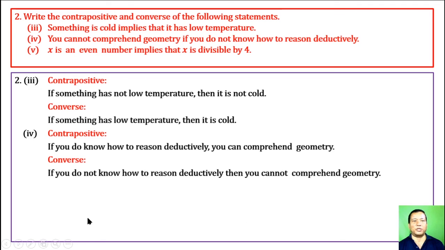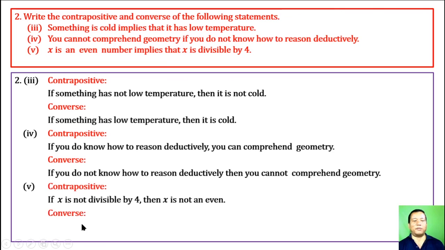For Roman number 5, x is an even number implies that x is divisible by 4. Contrapositive: if x is not divisible by 4, then x is not an even number. Its converse is: if x is divisible by 4, then x is an even number.